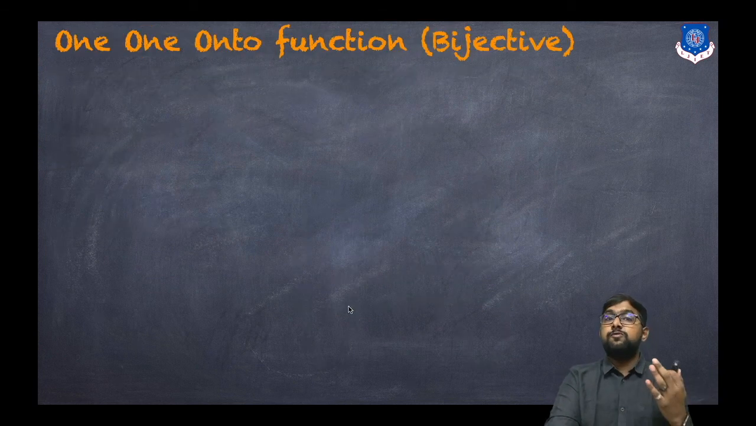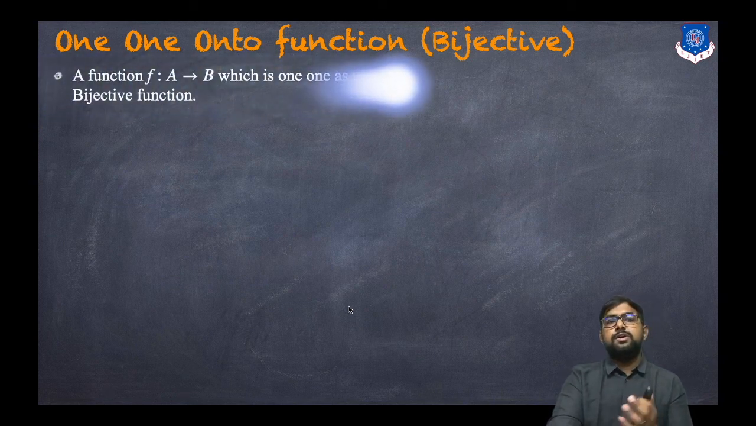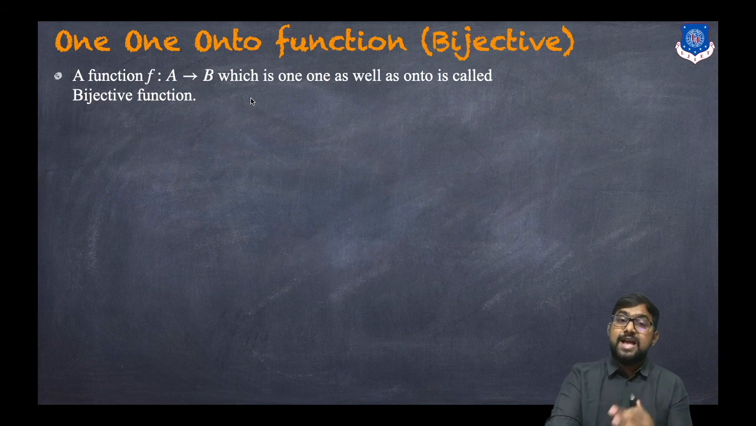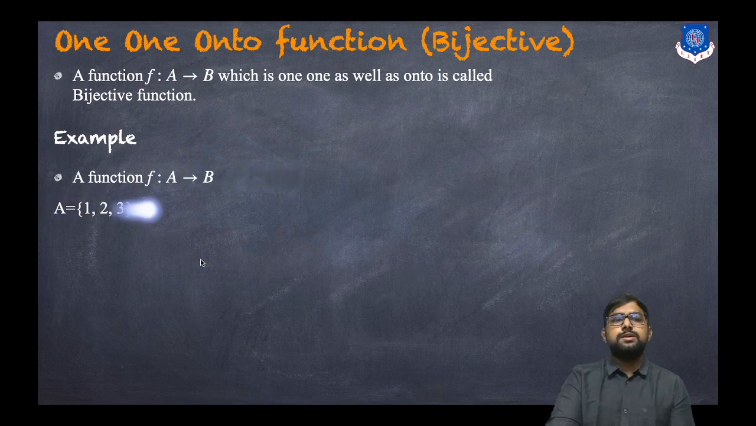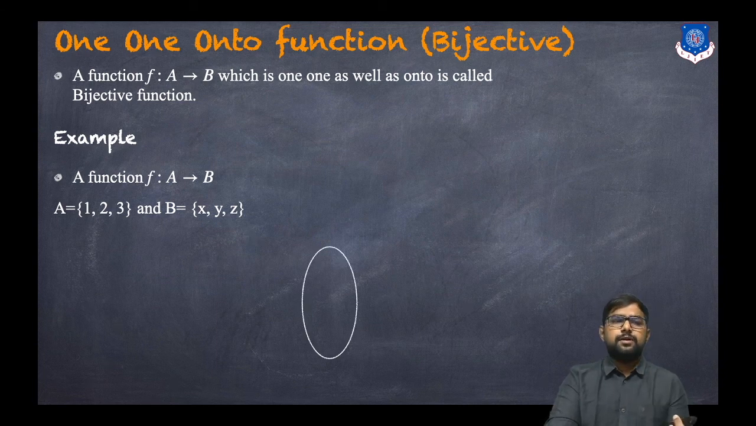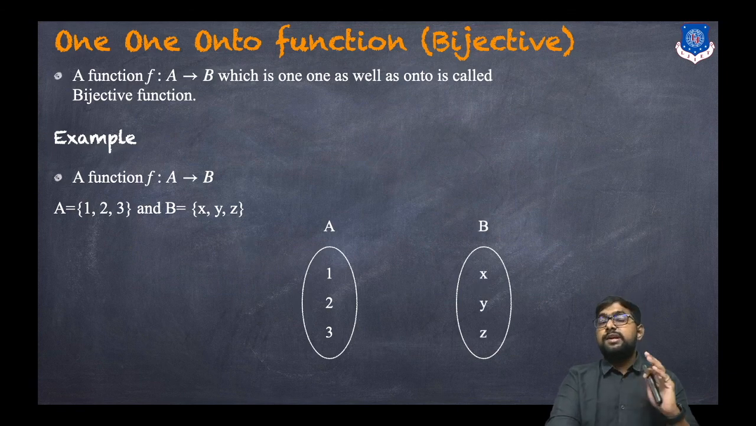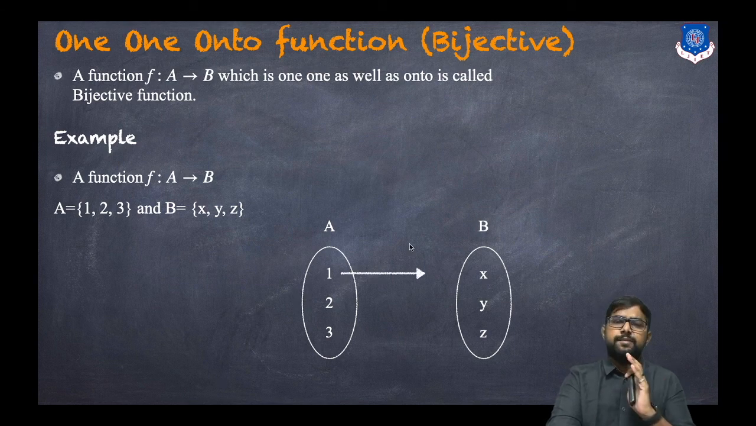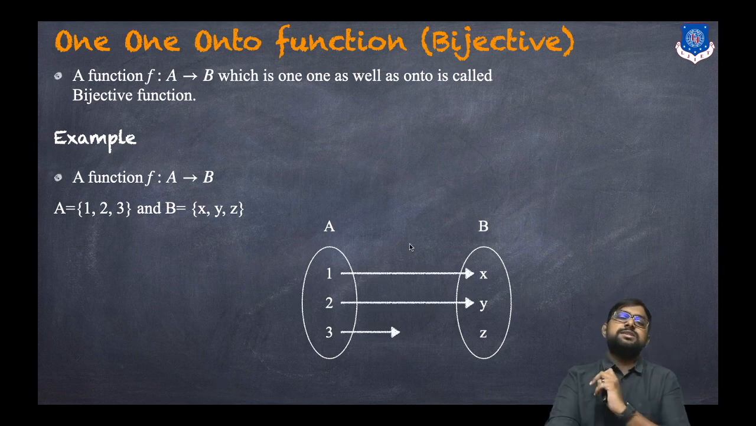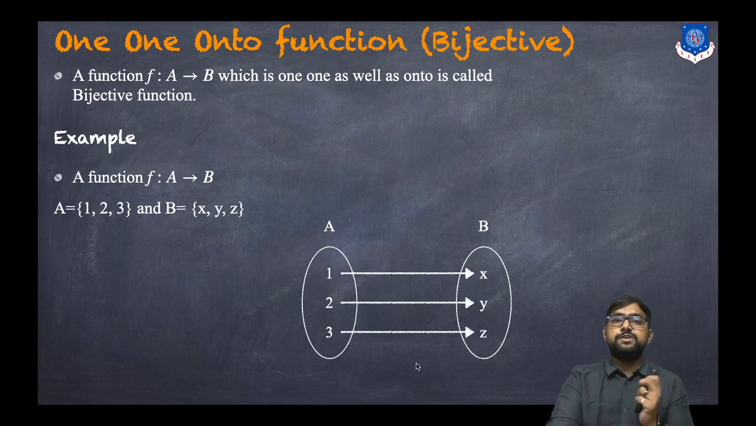Now let us understand what is a one-one onto function, that is, bijective. A function f from A to B which is one-one as well as onto is called a bijective function. For example, take a function f from A to B, where A equals 1, 2, 3 and B equals x, y, z. The elements of A are 1, 2, 3 and the elements of B are x, y, z. It is one-one as well as onto, so all are different and their images are unique, and all the elements of B have to be occupied. One's image is x, two's image is y, and three's image is z. So this is a one-one and onto function.